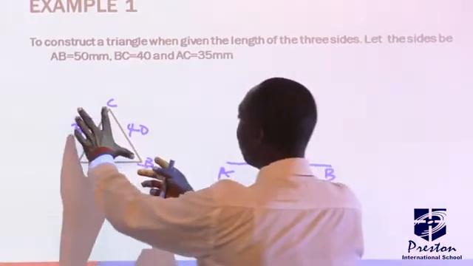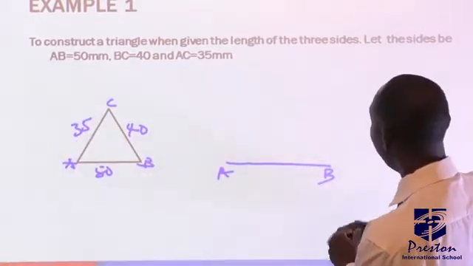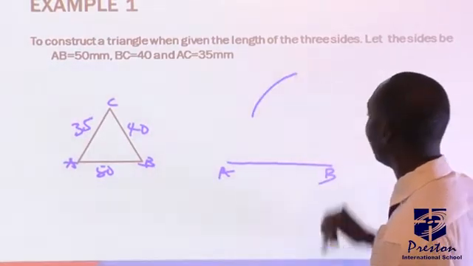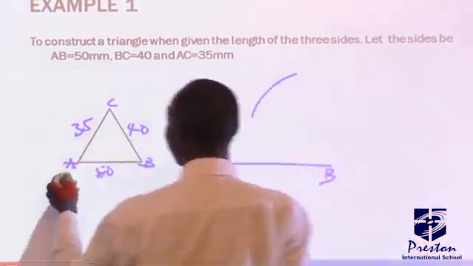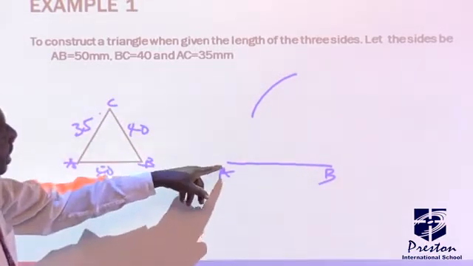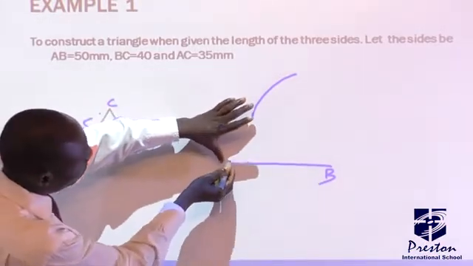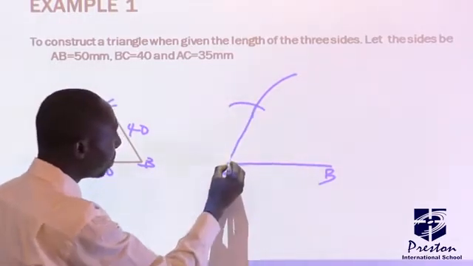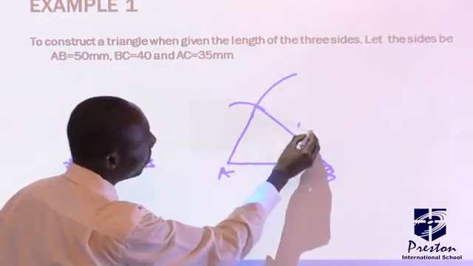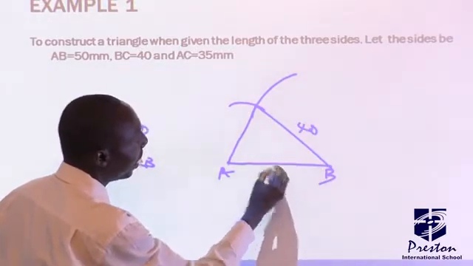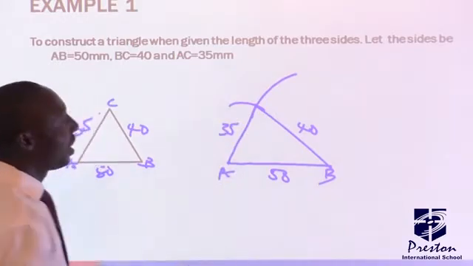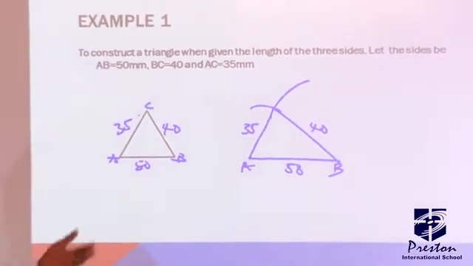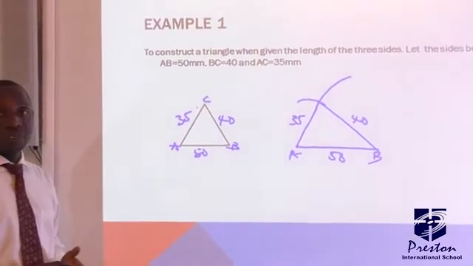You measure the length 40, make point B the center, open your compass and draw an arc of 40. Then you take length AC and, making A the center with the help of your compass, draw an arc of 35. By joining this point and this point, you have 40 here, 50 here, and of course 35 at this. So when you are given the length of the three sides, you can construct a triangle conveniently.